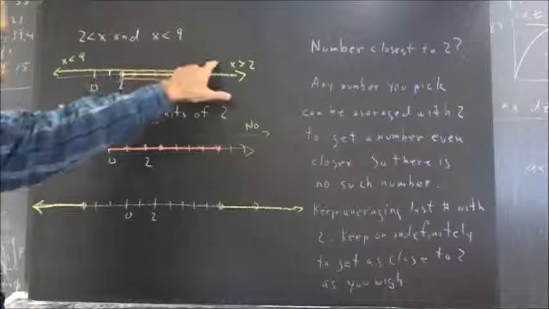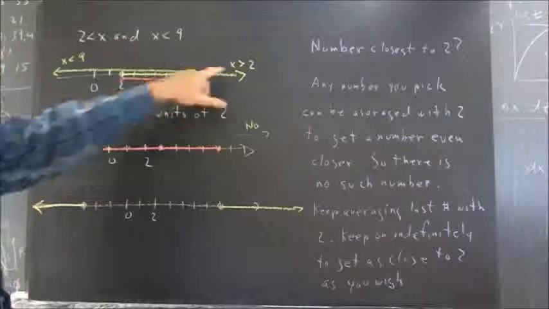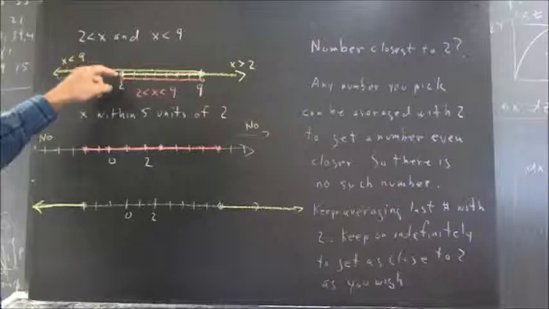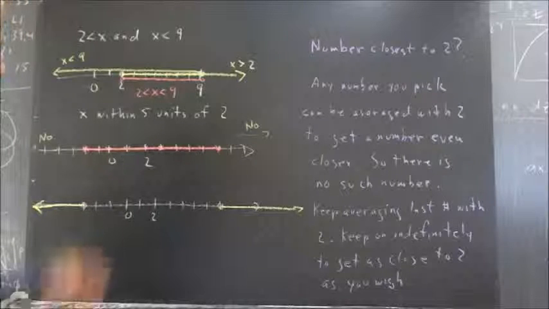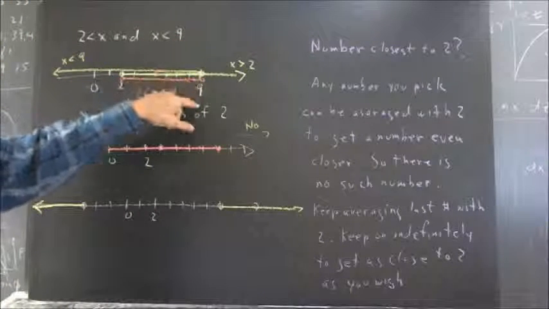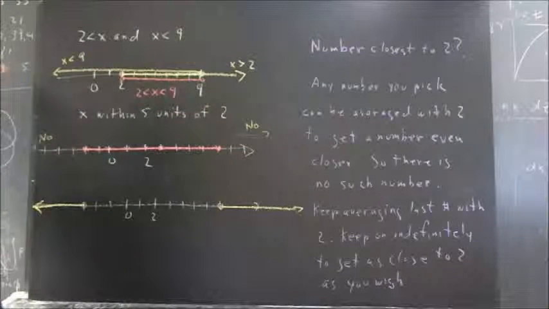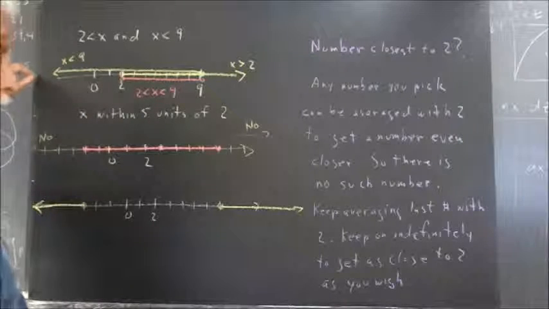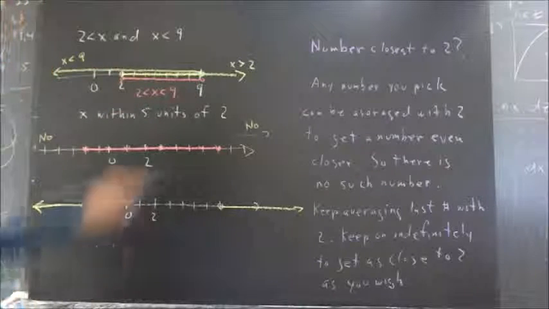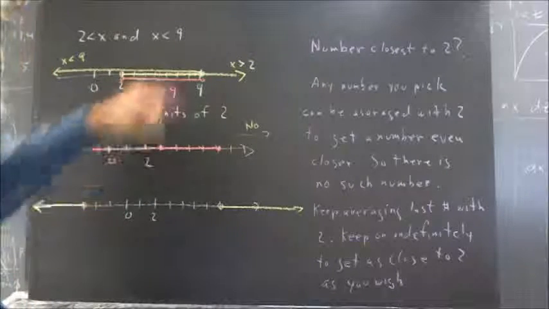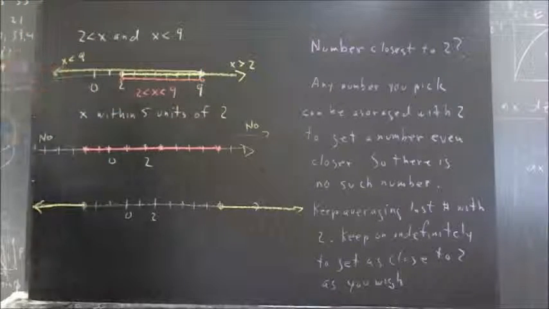Well, clearly, x would have to be to the right of 2. Then 2 would be less than x. So, x is greater than 2 for every point, not including 2, but every point to the right of 2. And where's x less than 9? Well, here's 9. X less than 9 means that x is to the left of 9, which means that x is going to be on this side of 9. Again, not including 9. It's not real clear that I had an open circle around 9, but I did. It's just a little hard to see. So x less than 9 is from here all the way to the left.